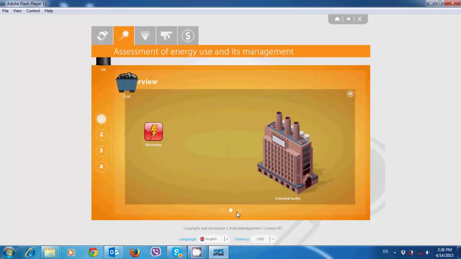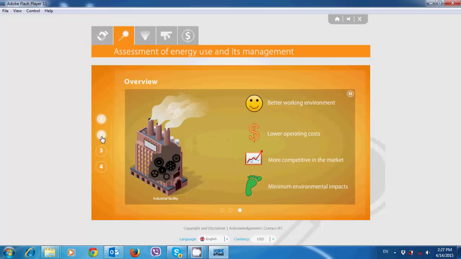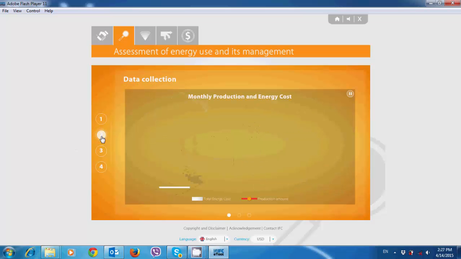The industrial facility would need various forms of energy, such as electricity, coal, and oil, etc., for the production process. If energy is used rationally and efficiently in the industry, it can lead to several benefits: better working environment, lower operating costs, more competitive in the market, and minimum environmental impact. You may plot the data of monthly production rate and energy costs for the different months of the year.